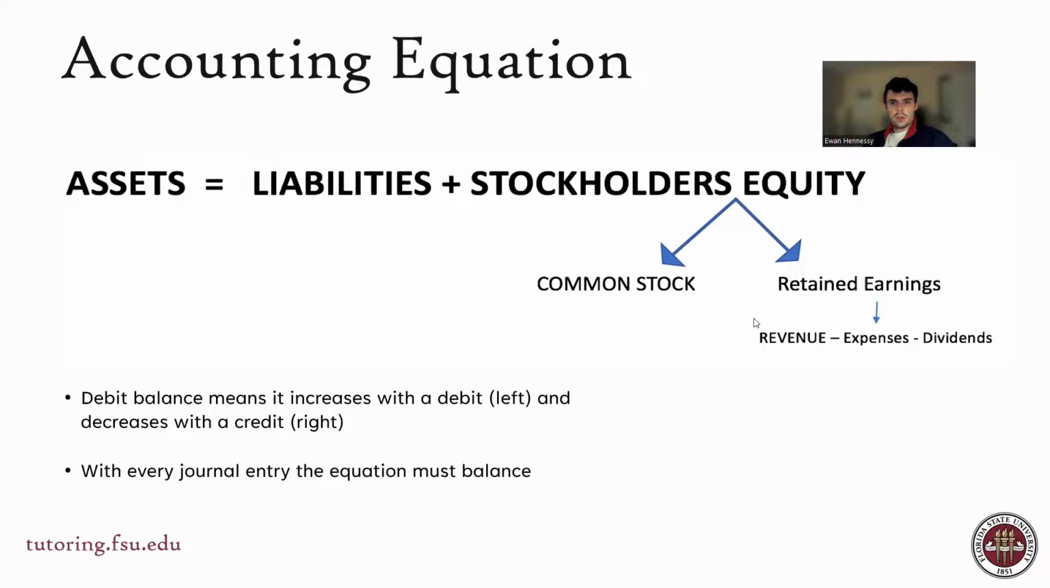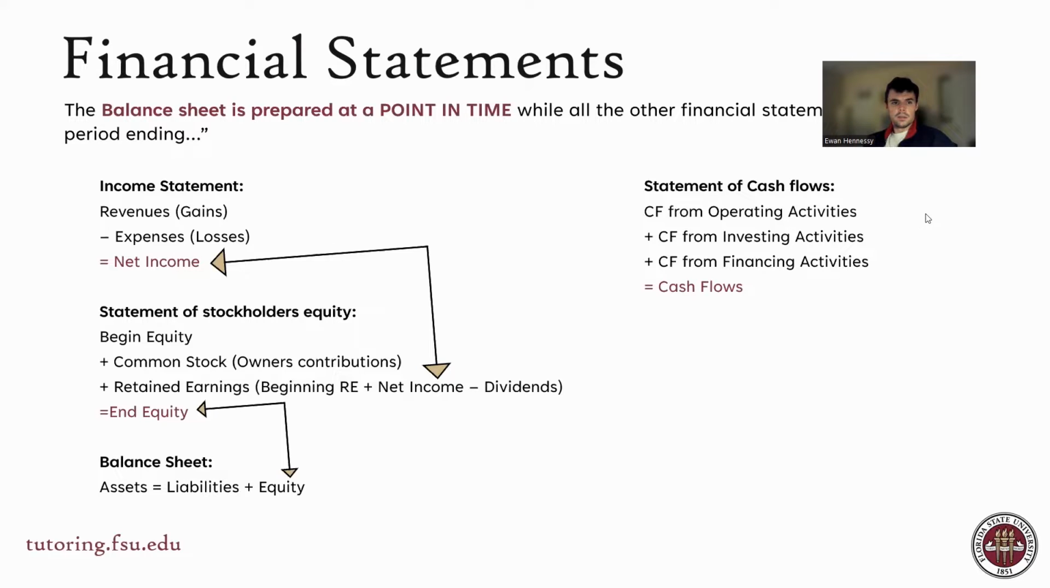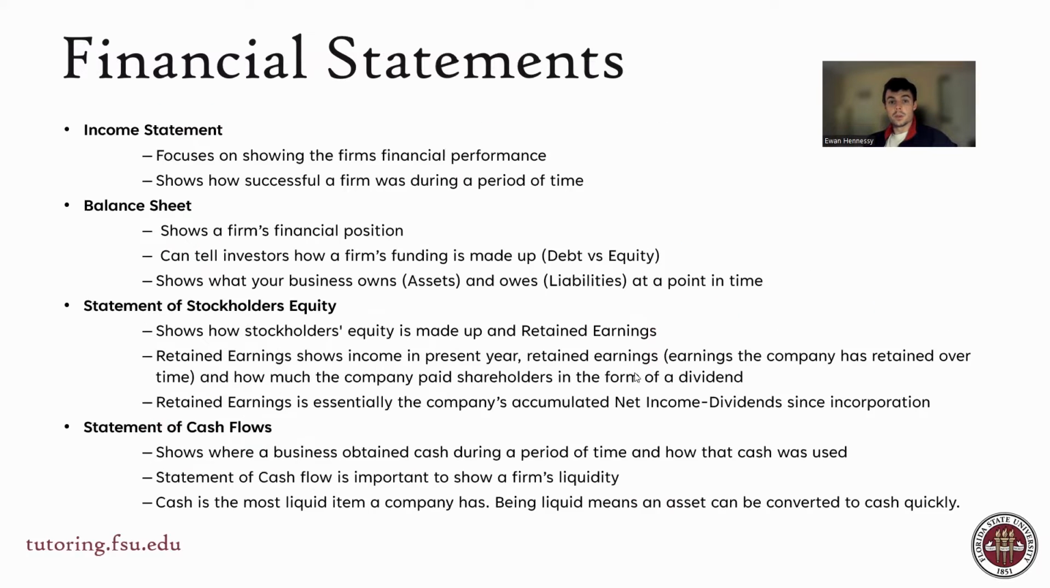So the accounting equation, right? And we know this is just basically the balance sheet. Going back, right? The balance sheet is assets equals liabilities plus your equity. Where does equity come from? Statement of stock equals equity.